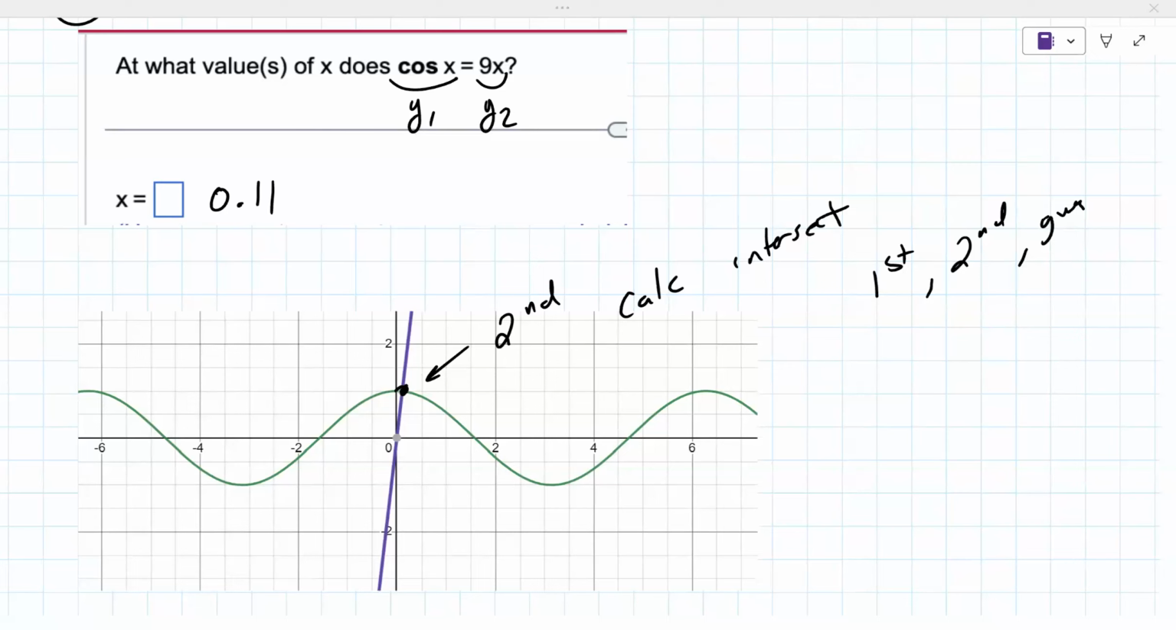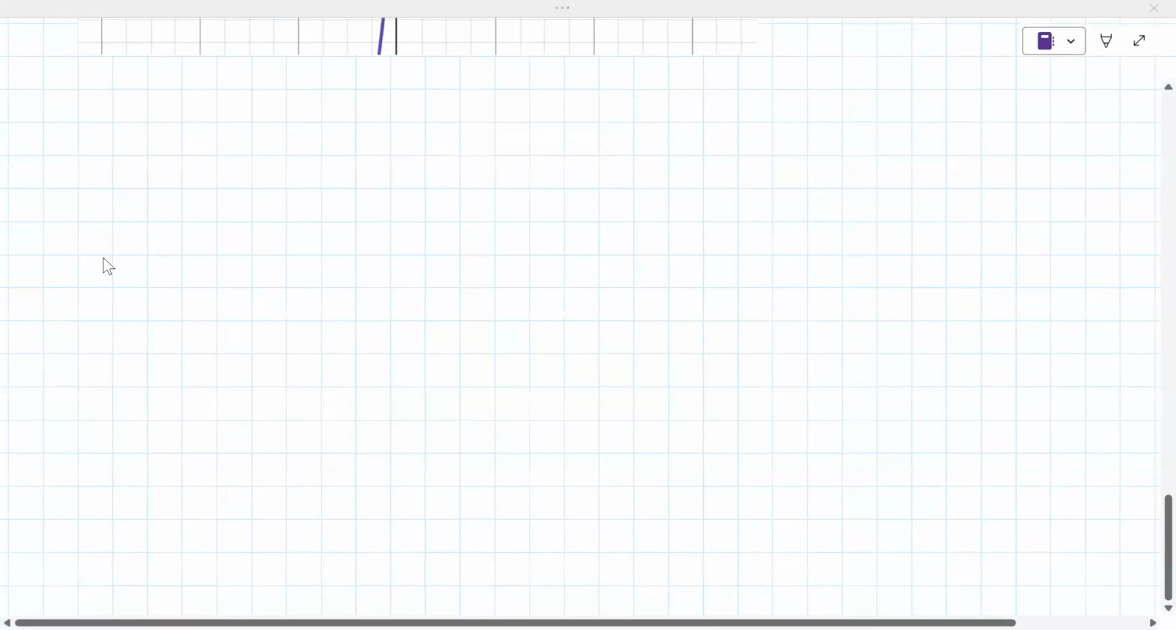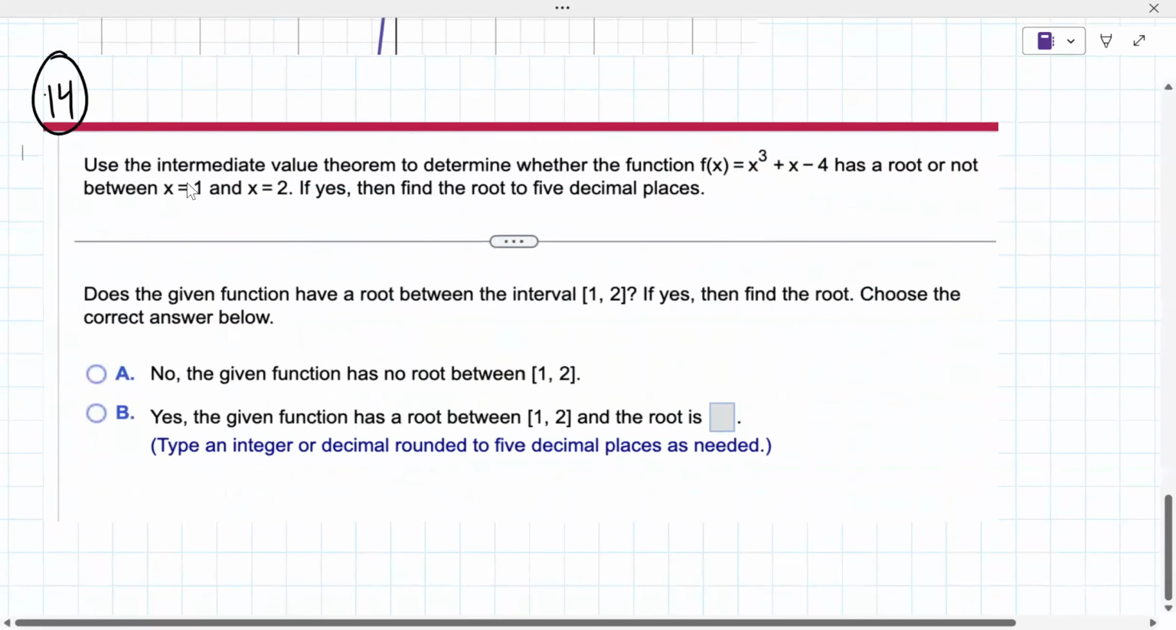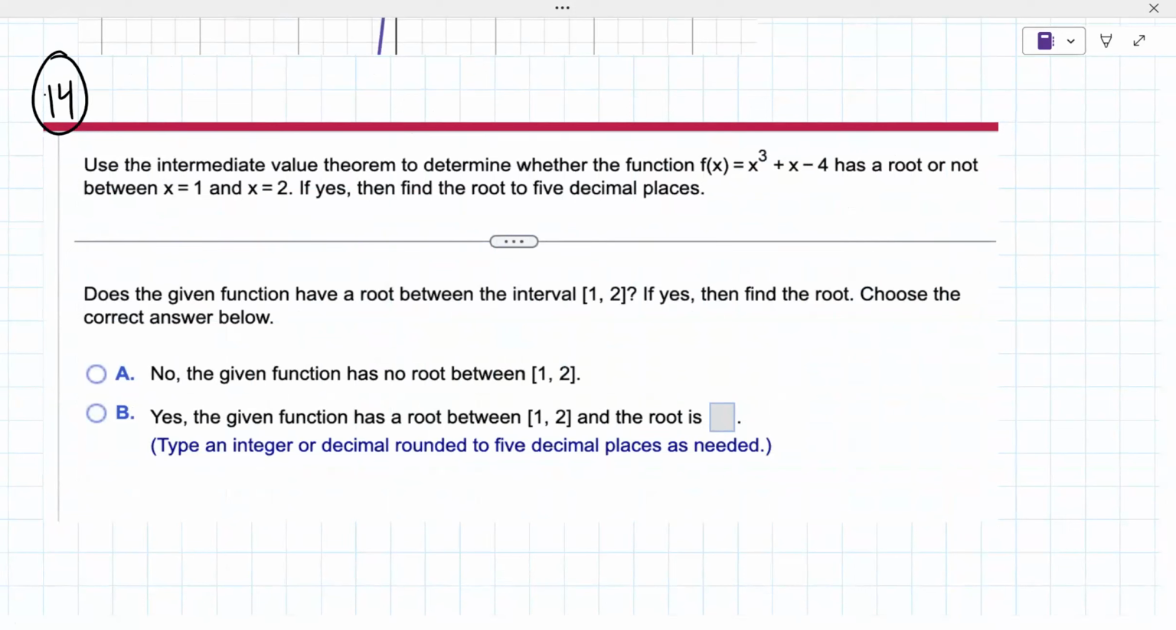Because you don't have to show any work, we're just going to do this with the calculator again. What they're asking you here is to determine if there's a root between 1 and 2. There is a proper way to do this, but what you're going to do instead is just graph it and see if it intersects the x-axis between 1 and 2. The key is to make sure it intersects between 1 and 2, because if it doesn't, that's the problem here.